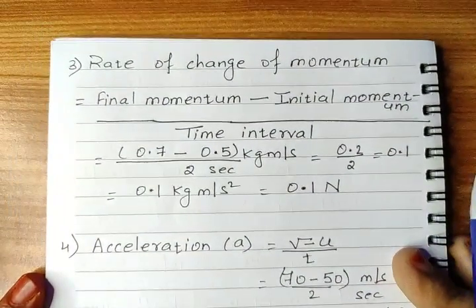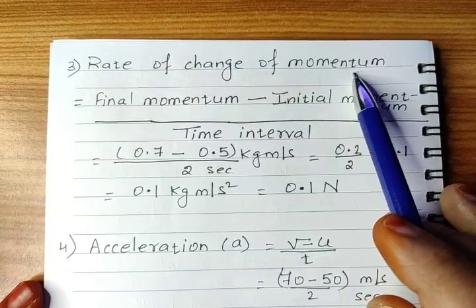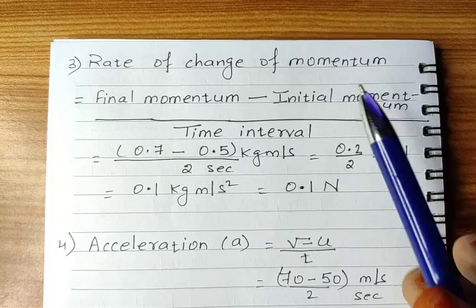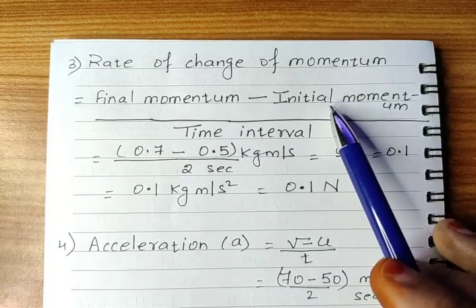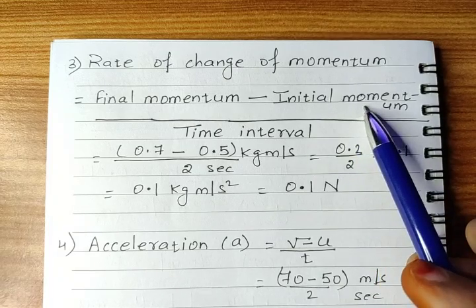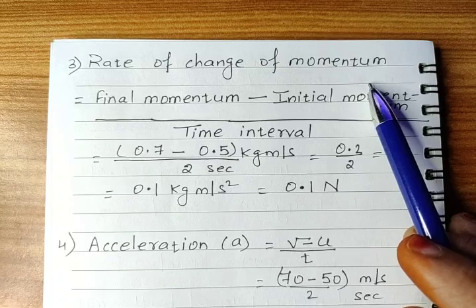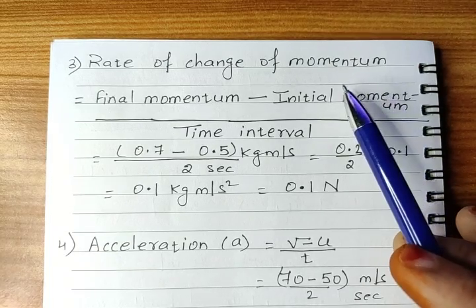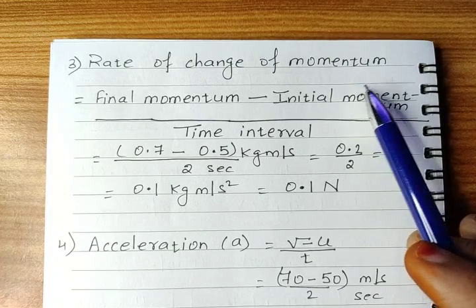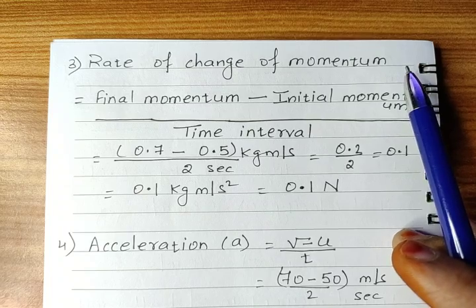Next question is, see children, the next third point we have to find out is the rate of change of momentum. Children, one thing I want to tell you, two things are there. First is change in momentum and second is rate of change of momentum. What is the difference in both? Whenever we find a change, we are finding final minus initial, is it? That is change. So when you have to find change of momentum, what will you find? Final momentum minus initial momentum. If you find that, that is change of momentum.